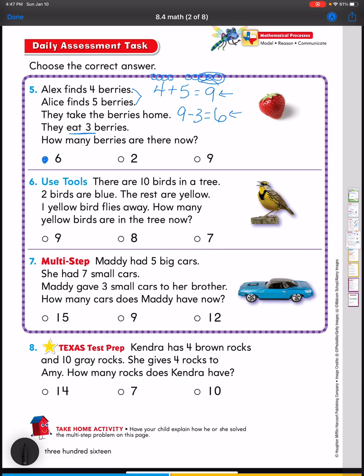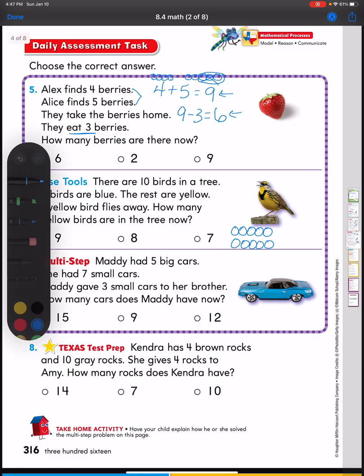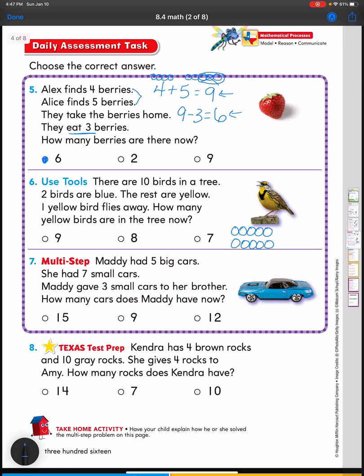Okay, number 6. There are 10 birds in a tree. 2 birds are blue. The rest are yellow. One yellow bird flies away. How many yellow birds are in the tree now? Okay, so first step, there are 10 birds in a tree. 2 birds are blue. The rest are yellow. So down here, I'm going to draw my picture. Here are my 10 birds. And it tells me that 2 are blue. 1, 2. The rest are yellow.